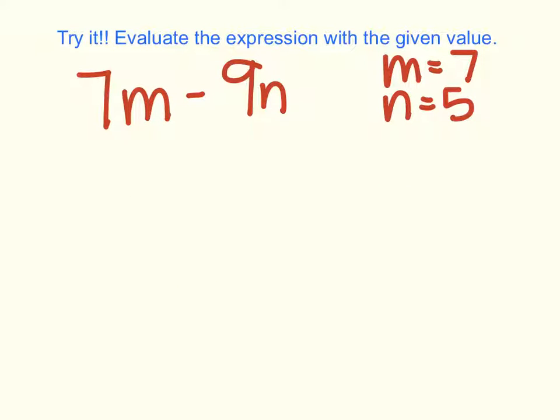Okay, here's another one. Now you'll notice while you're solving this one, there are two variables in this problem. There's an m and an n, but they also gave you a value for m and n. So try it on your own, then I'll show you how to solve it.